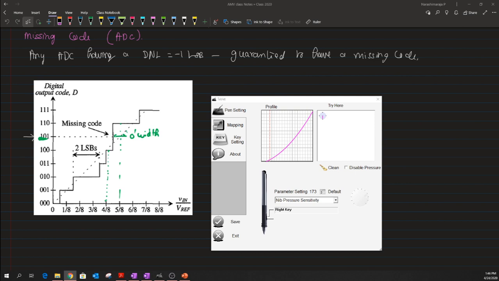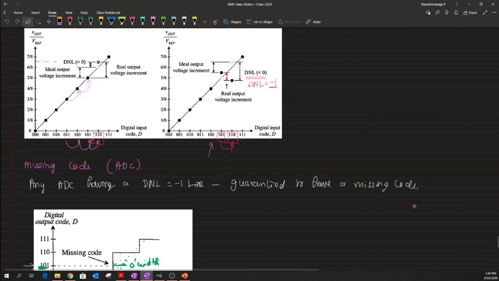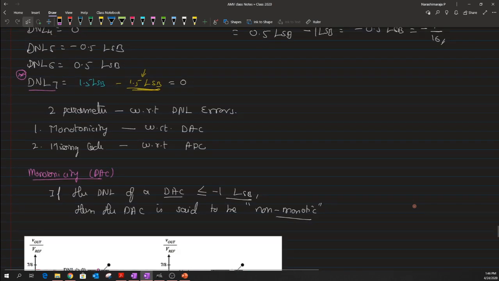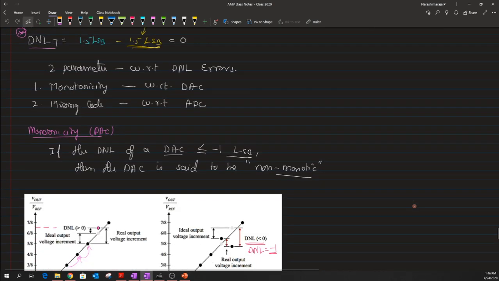So in the last class we had a discussion about DNL, and we spoke about how this DNL is all related, and we did some DNL calculations. With respect to DNL, we had introduced two different parameters. One is known as monotonicity, and that parameter is basically related to a DAC. The other one is the missing code, which is basically related to an ADC.